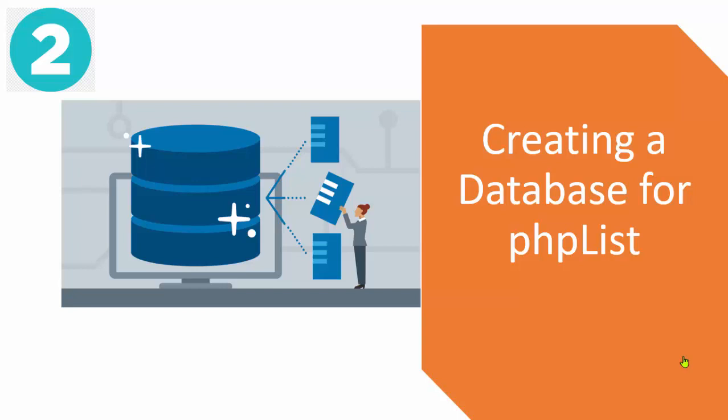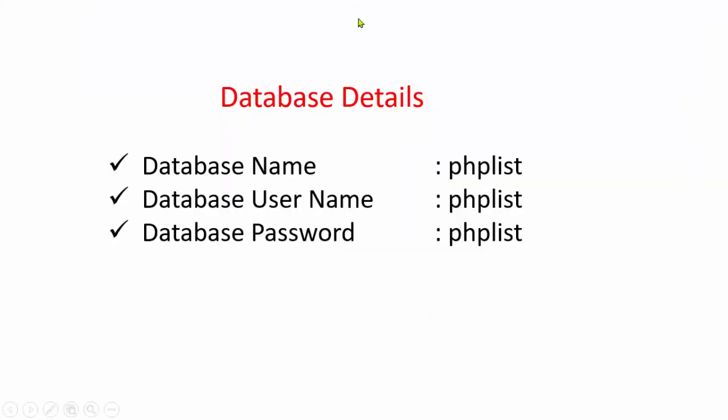Details of this database: we are going to create a database named phplist, and we are also creating a user for that database named phplist, and the password of that user is phplist. Here the database user has all privileges on the phplist database. So friends, let's see how to create a database.